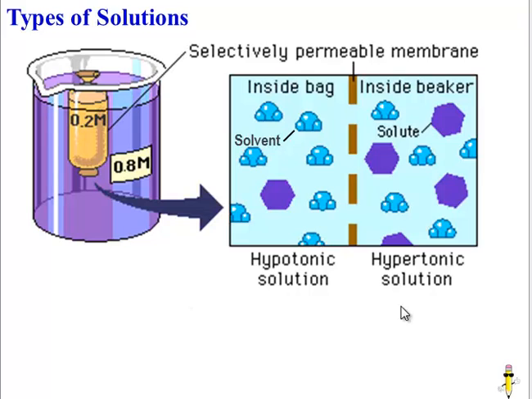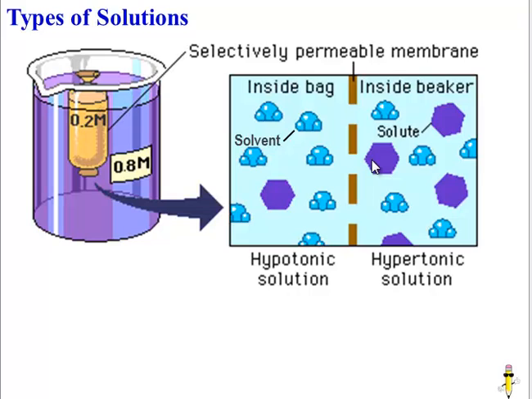Now, we can describe the concentration of solutions in a few different ways. Let's take a look at this beaker. This beaker has a solution in it that's 0.8 molarity. The beaker contains a bag that has a solution that's 0.2 molarity. Now you can see that this number is bigger than this number. That means this solution is more concentrated. But let's take a look inside at the microscopic level as to what's going on in those solutions. Here in the beaker, our 0.8 molar solution, we can see that there's 4 solute molecules in a given space, compared to the bag, which only has 1.